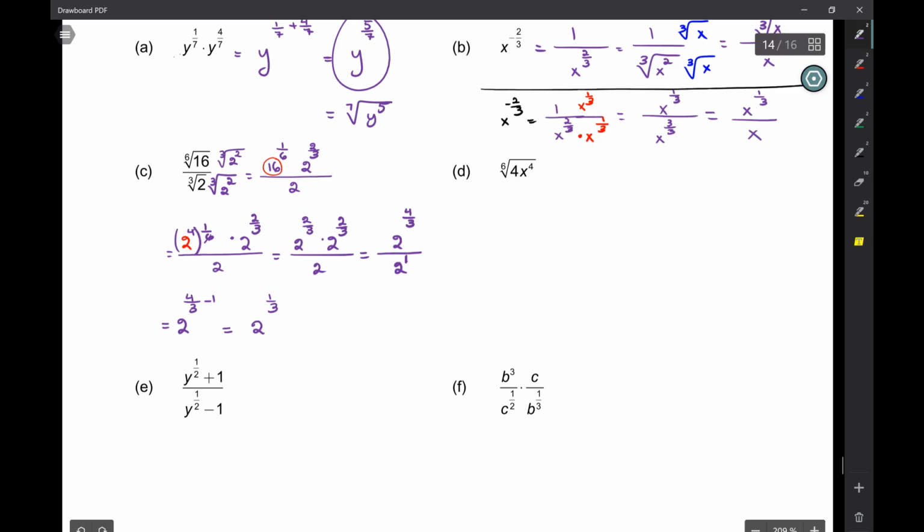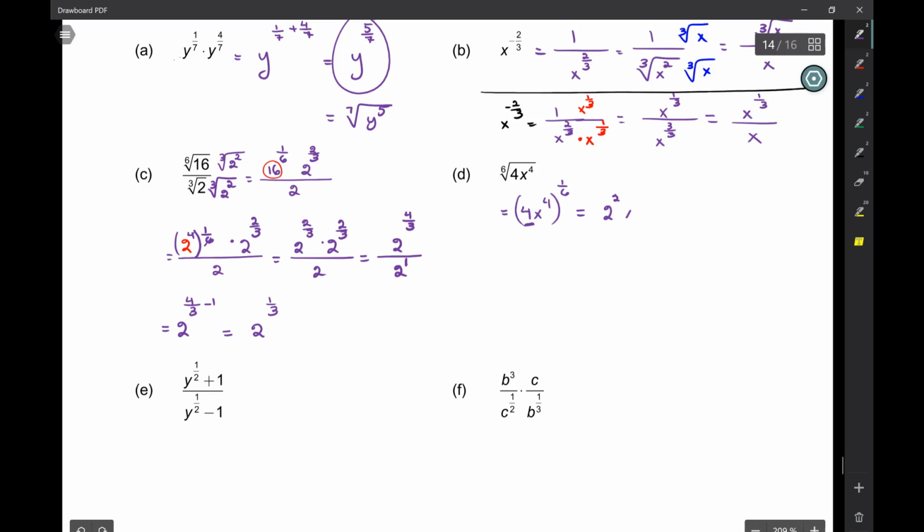Okay, so this one. To simplify this, again, it's easier to write in terms of exponents. So I have 4x to the 4 to the power of 1/6. Okay? Now, always try to get these numbers, these coefficients, in terms of their most elemental base. So what is 4 made of? 2. It's actually 2 squared, right? X to the 4 to the power of 1/6.